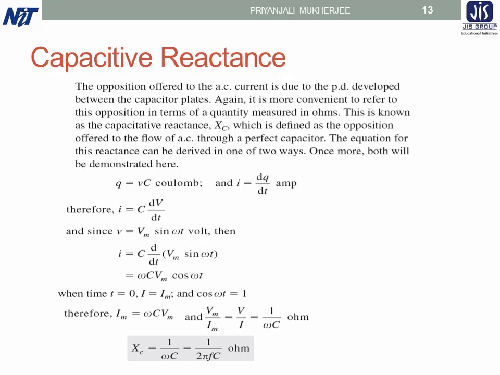So we know that Q is equal to C into V and I is equal to dQ/dt. So I becomes C into dV/dt, where V is equal to V max sin omega t. If we put in the values, then we find I is equal to omega C into Vm cos omega t. At t is equal to 0, I becomes I maximum and cos omega t becomes 1. So we can write I max is equal to omega C into Vm, or XC can be written as 1 divided by omega C, or 1 divided by 2 pi fC, where f denotes the frequency and C represents the capacitance of the given system.